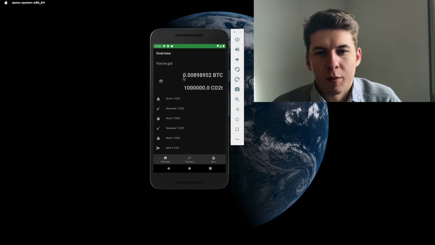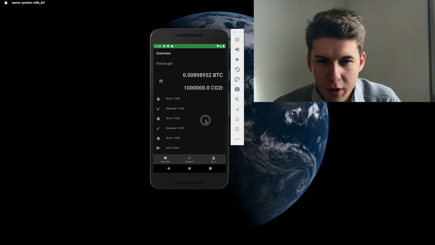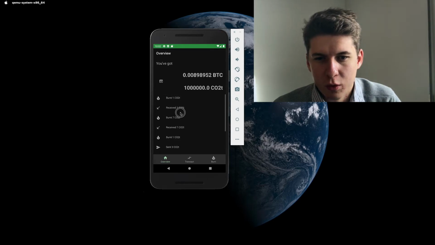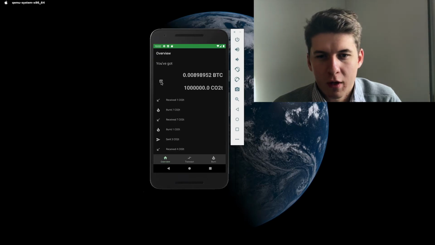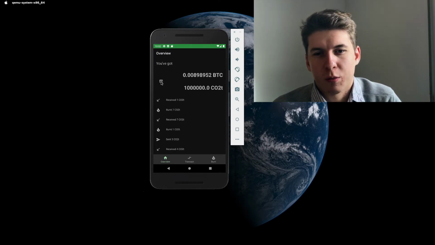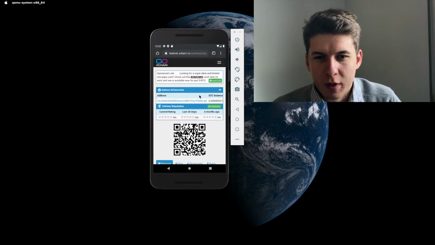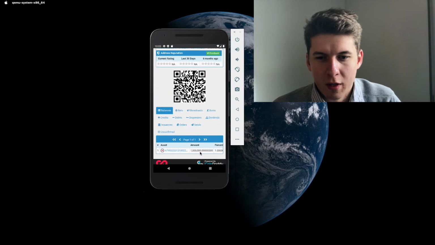tokens. The Bitcoin in the wallet is required to make transactions because the forest owner also has to pay for transaction fees. So here we see our transaction history. The forest owner burned 1 CO2 token, received 1 CO2 token, burned 7, and so on. We can also look at the counterparty Bitcoin Explorer to see if these funds are really correct, and we can see that he has indeed this BTC balance and 1 million of CO2 tokens.